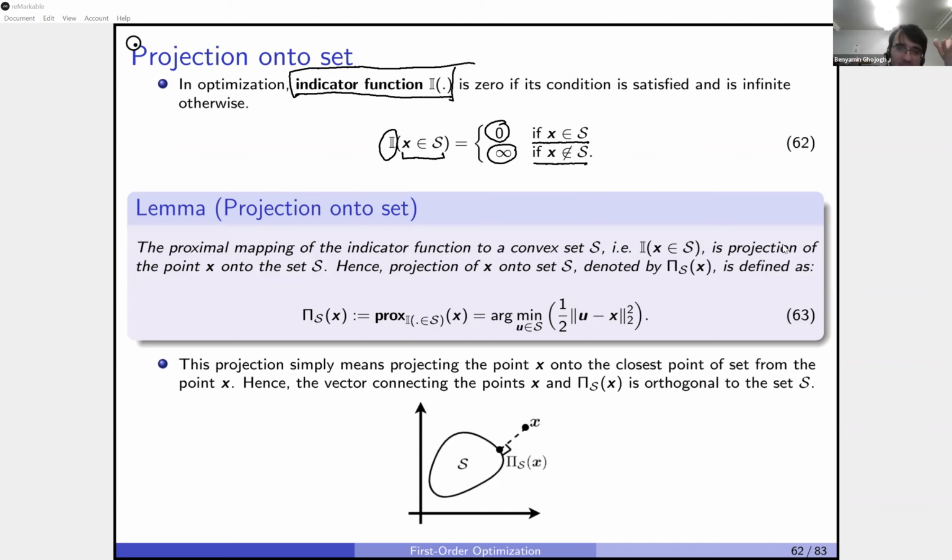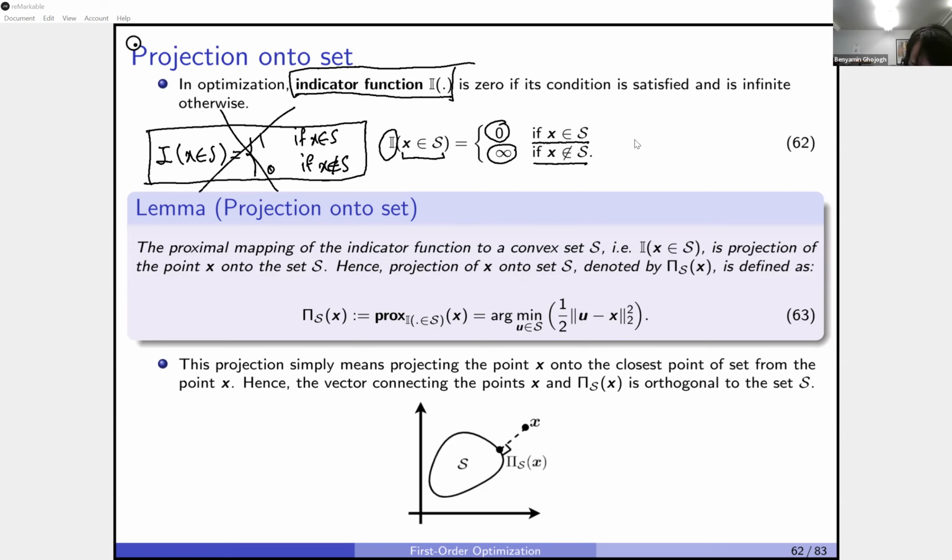You might, especially if you have worked in machine learning, be wondering, we have another definition of indicator function. There is another one which many people usually use, that says that if X belongs to S, it's 1, so it's a binary function. If X doesn't belong to S, it's 0. However, here in optimization, we usually use this definition. So when it belongs to S, it's 0. And when it doesn't belong to S, it's infinite.